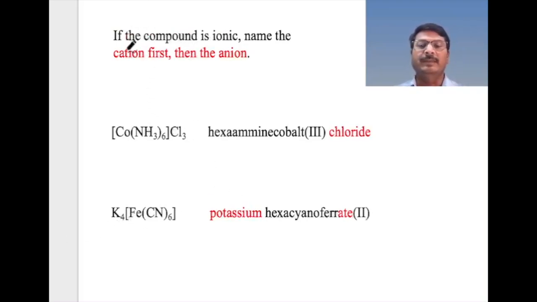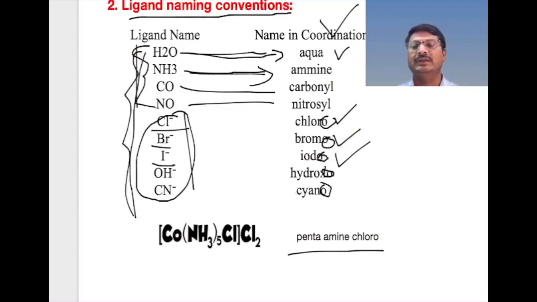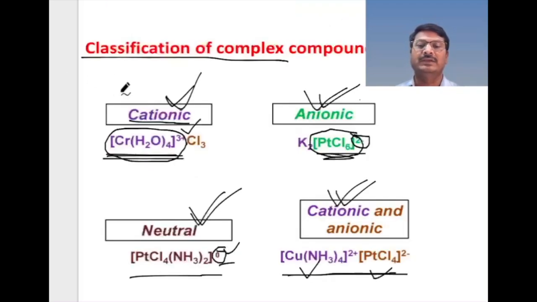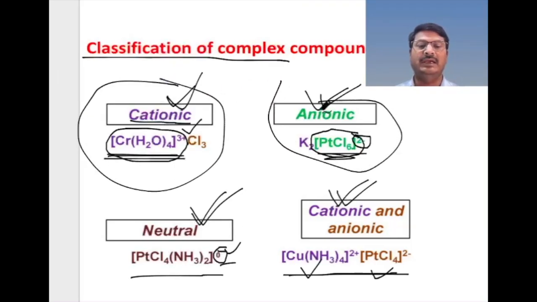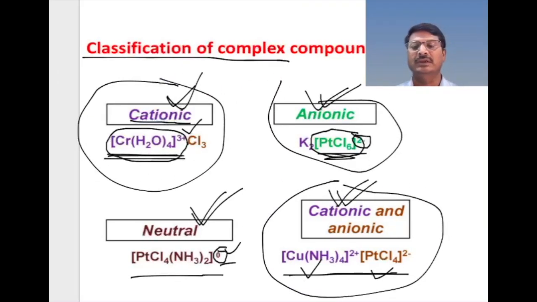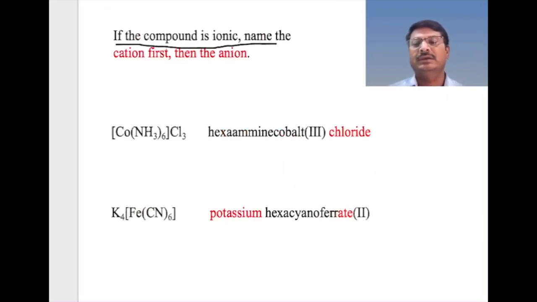And one more thing, if the compound is ionic, it may be of 3 types, as we already saw in the classification. It may be cationic, anionic, or cationic and anionic; these are called ionic complexes. If the complex is ionic, in that case you first write the cation followed by the anion. Whatever the complex may be, if it is an ionic complex, first you write the cation followed by the anion. For example, we already saw this example.